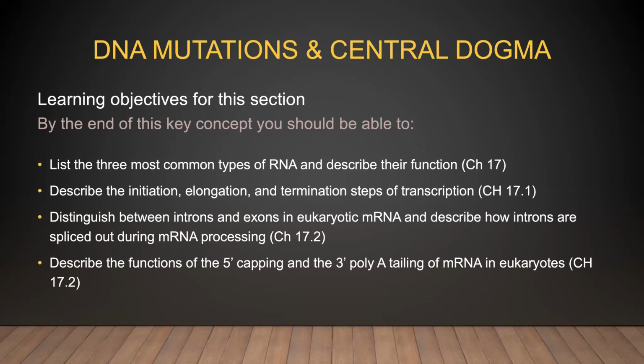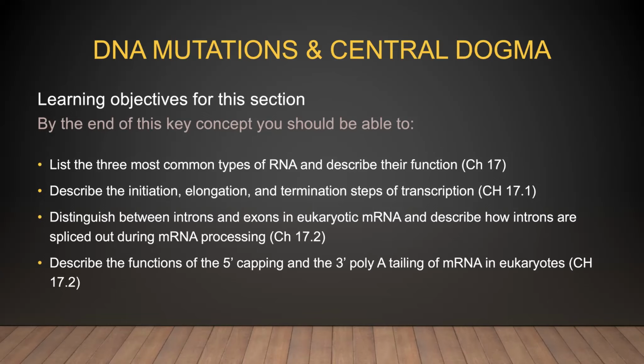So really focusing heavily there on section 17.1 in your textbook. And then in 17.2, we're going to look at the differences between these two terms, introns and exons, that are found in eukaryotic messenger RNA, and look at this process of how we can get multiple genes out of certain sequences, and how we get rid of these introns during the processing of the messenger RNA.